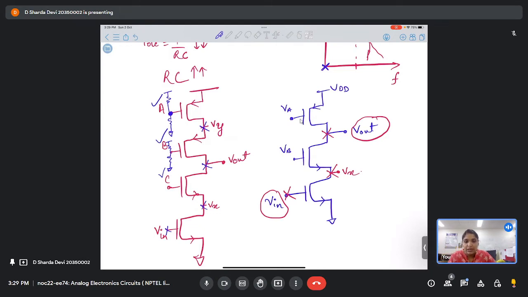And we clearly know that while going for AC analysis, nodes which only have a DC supply will be AC grounded. That is what we know. Now talking about this point, let's talk about Vy. Will Vy remain constant throughout?